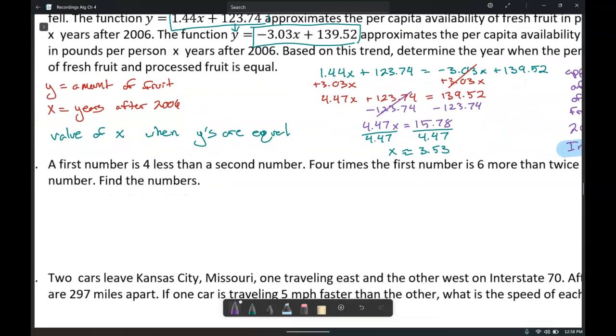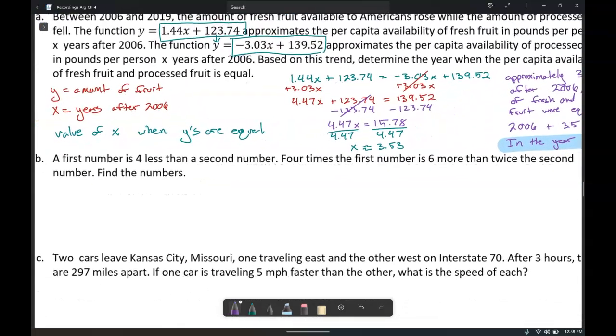Now for the second example, we are not given equations. We have to write our own. So take a minute to read the problem and think about what we need to solve for and what our variables will represent.